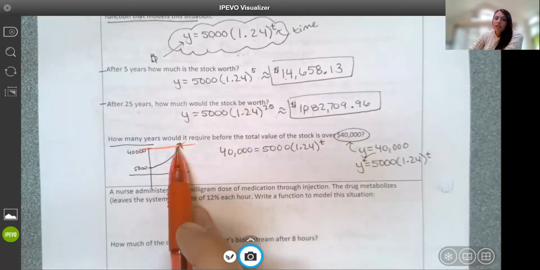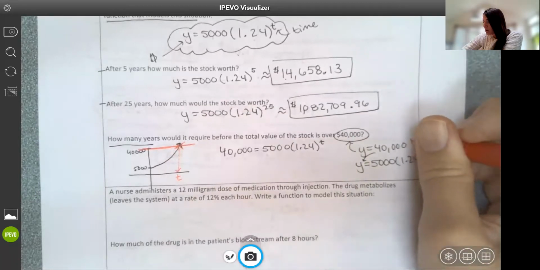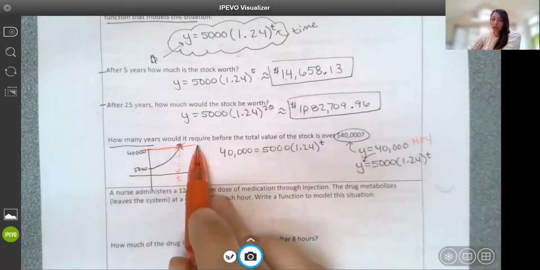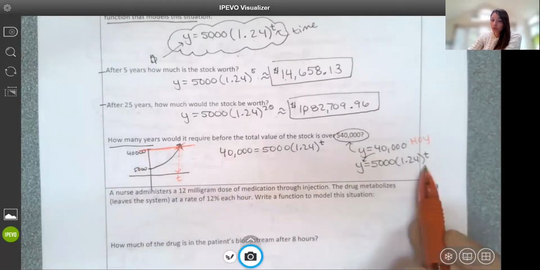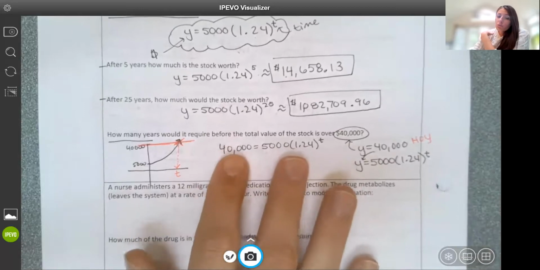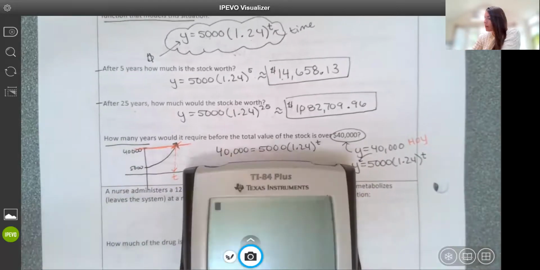Now what this really is, is a system of equations. Here's one equation. It happens to be a horizontal line where y equals 40,000. That's this line right here. And here's my other equation. And I want to know, when are they at the same point? When do they intersect? The system of equations. And our calculator will do that for us because, like I said, we can't do this algebraically right now with the tools we have. So we got to use our calculator.